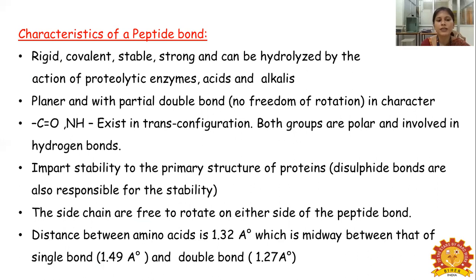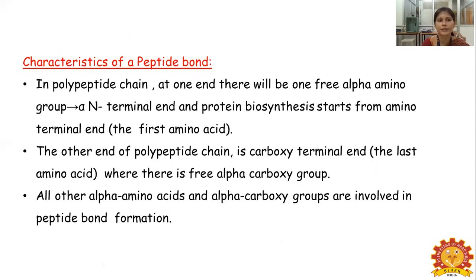So the side chains are free to rotate on either side of the peptide bond, and the distance between the amino acids is 1.32 angstrom, which is midway between that of the single bond, around 1.49 angstrom, and the double bond, around 1.27 angstrom.